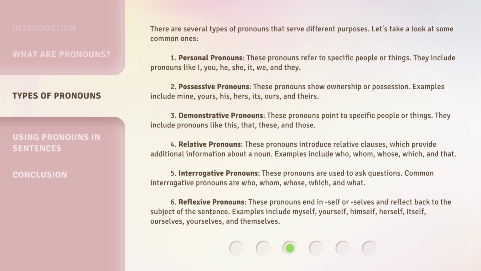6. Reflexive pronouns. These pronouns end in self or selves and reflect back to the subject of the sentence. Examples include myself, yourself, himself, herself, itself, ourselves, yourselves, and themselves.